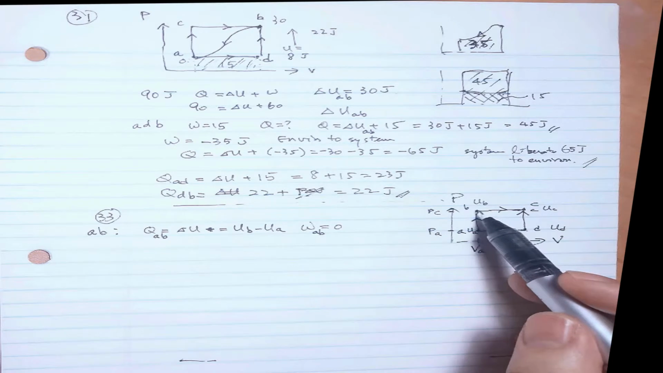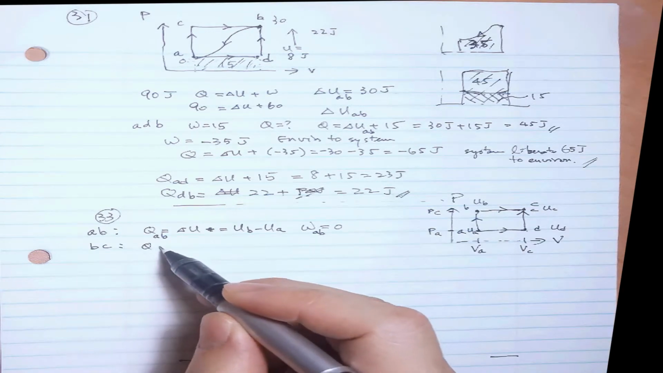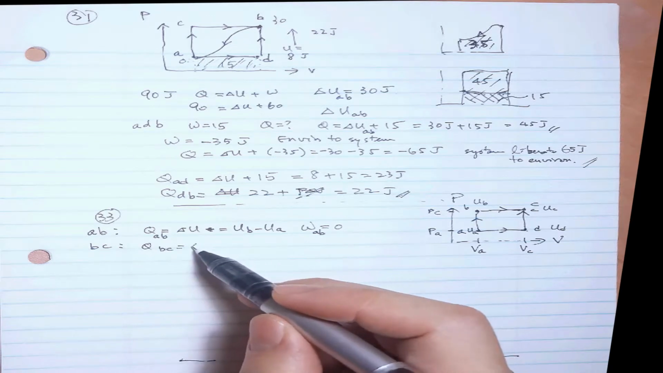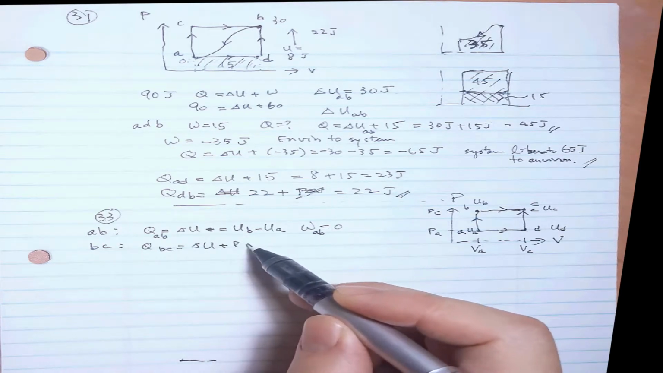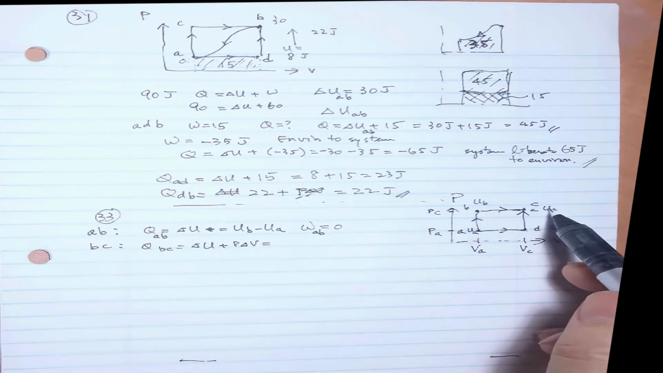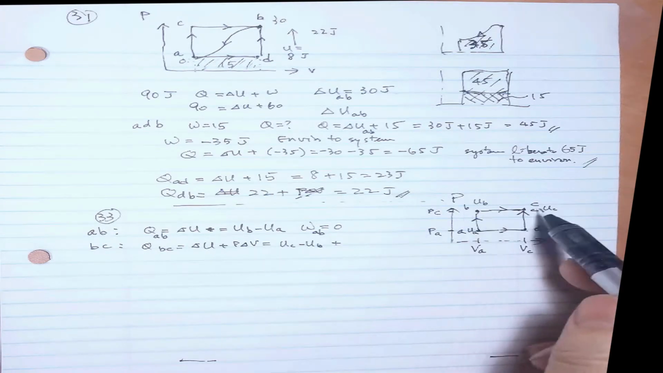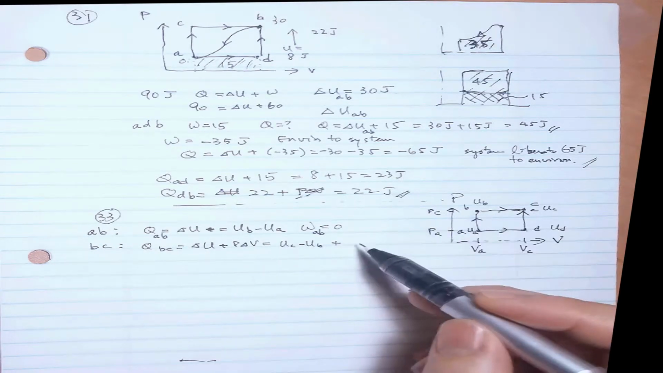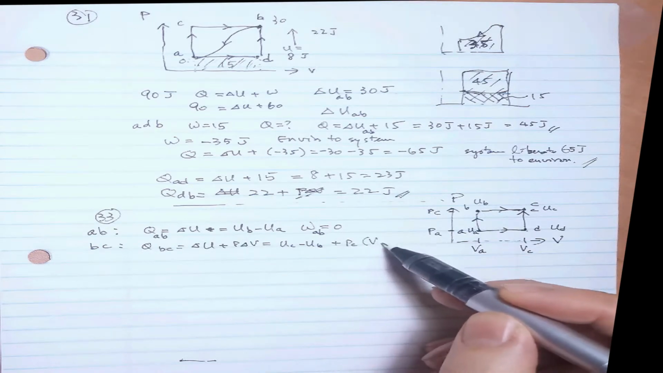And then from B to C, for the process B to C, QBC is change of internal energy plus work done, P delta V. Change of energy will therefore be UC minus UB, then plus constant pressure, so that would be PC, times the difference in volume, which is VC minus VA.